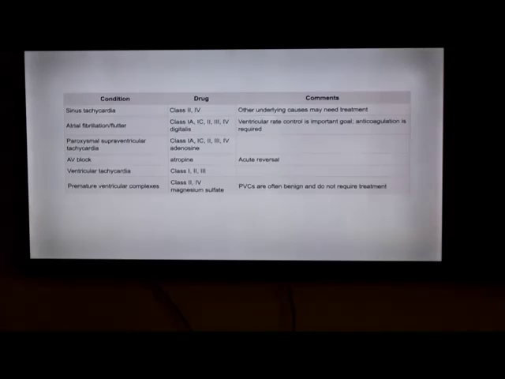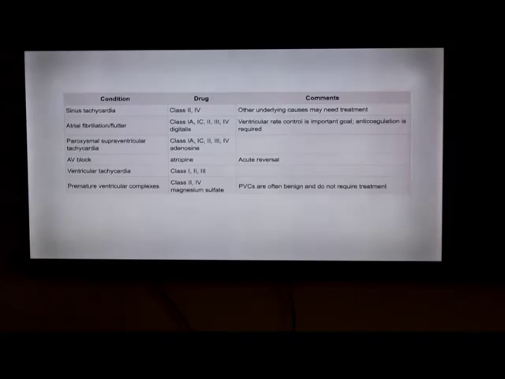Atrial flutter or atrial fibrillation, depending on what you want to do. If you want just rate control, what do you use? If you only want to slow down the rate and you don't want to convert the rhythm: class 2, so beta blockers, and calcium channel blockers, class 4. If you want to convert it to sinus, you want rhythm control, then usually class 1C or 3. For example flecainide or amiodarone, sotalol, any one of those. Okay.